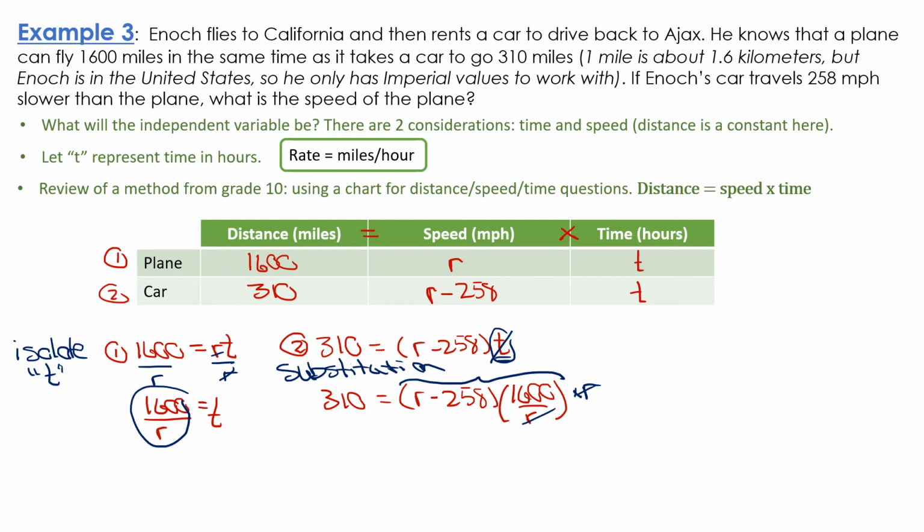And I have to do the same to the other side, so I'm going to multiply the left side by R. And when I do that, I get 310R equals R minus 258 times 1,600.